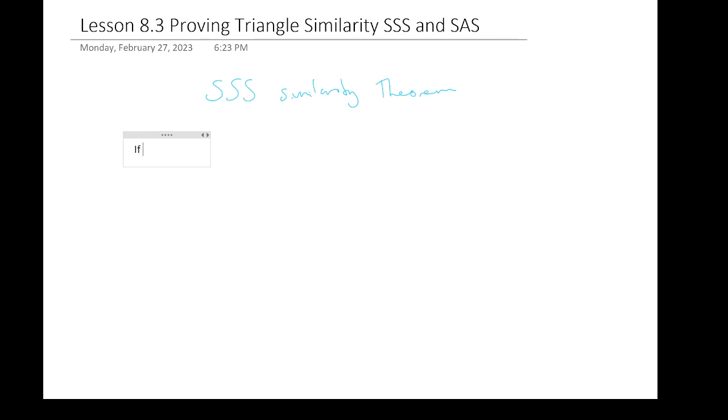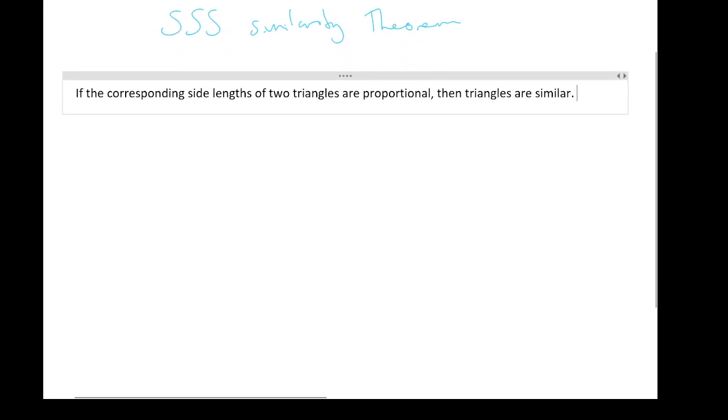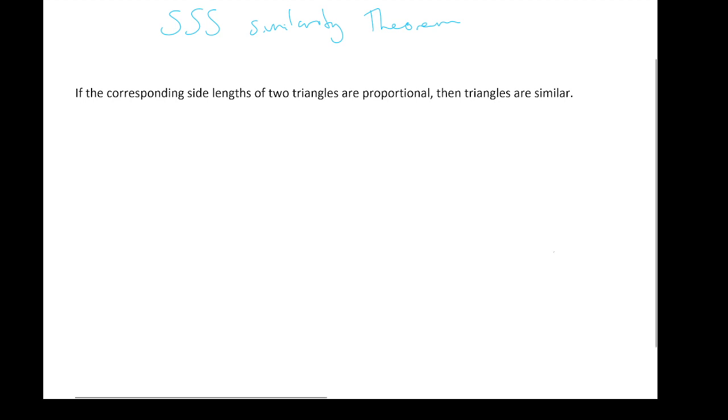So if the corresponding side lengths of two triangles are proportional, then the triangles are going to be similar. And it has to be all three sides. Now, it worked differently with angles, because angles were looking for congruence. If two were congruent, then the third one had to be congruent. This is going to work like this.